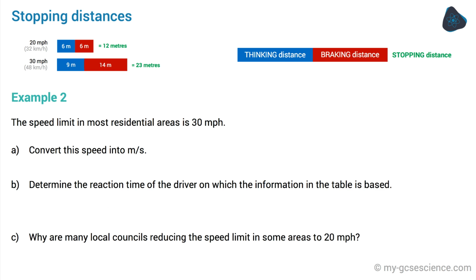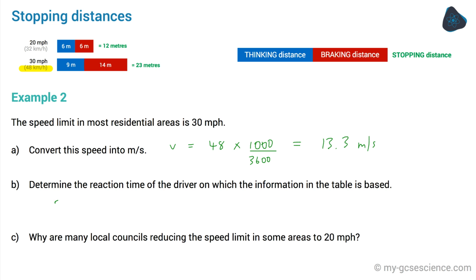Have a look at example 2 now, which is based on part of this diagram. For part A, we can see that 30 miles per hour is equal to 48 kilometers per hour. To convert that into meters per second, we just multiply 48 by 1000 because there are that number of meters in 1 kilometer, and then divide by 3600 because that's the number of seconds in 1 hour. So that just gives a final answer of 13.3 meters per second.